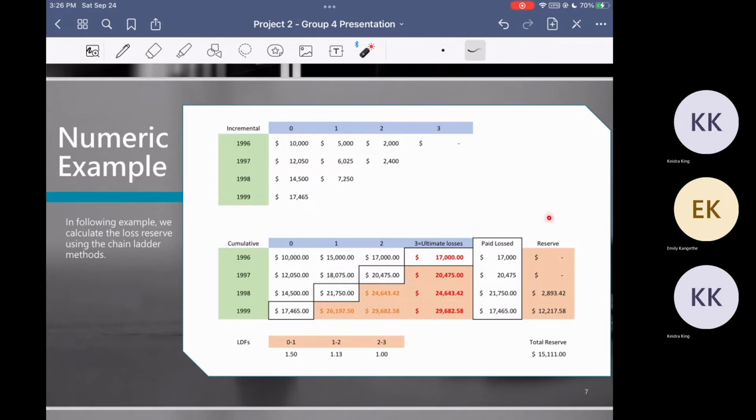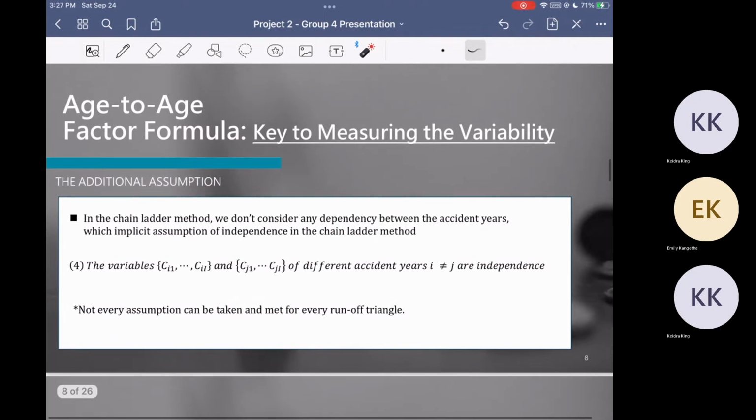And then to calculate the reserve, we'll take our paid losses and our ultimate losses and find their difference. So here we have 0, here we have 0, here is 2,893 and 42 cents. And then we'll have 12,217 and 58 cents. Then we'll total up our reserves with a total of $15,111.